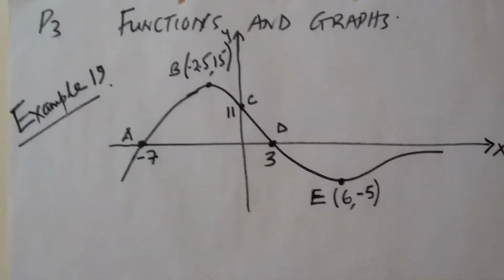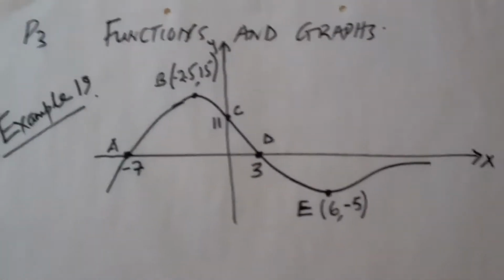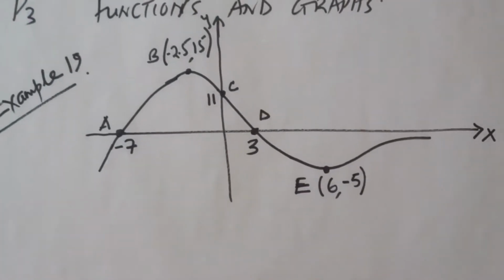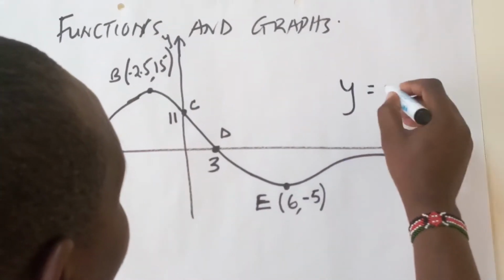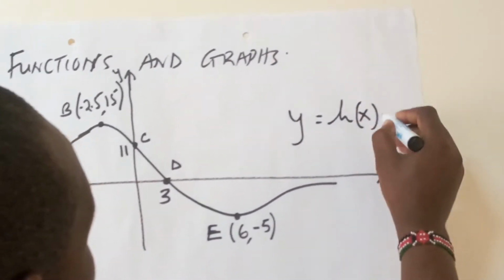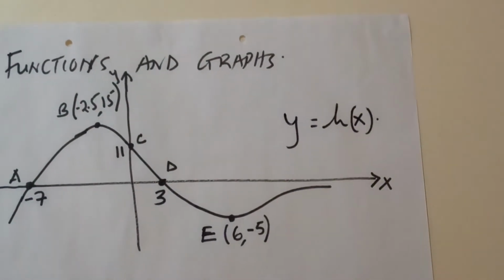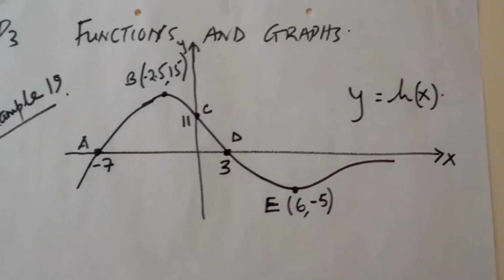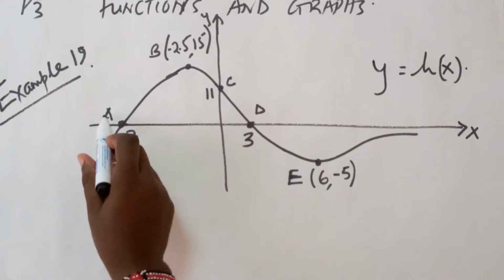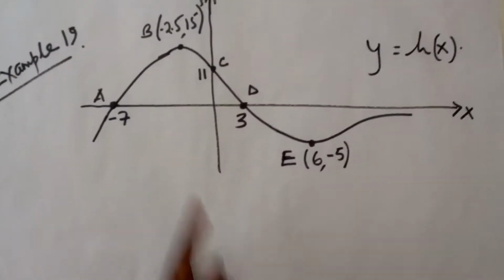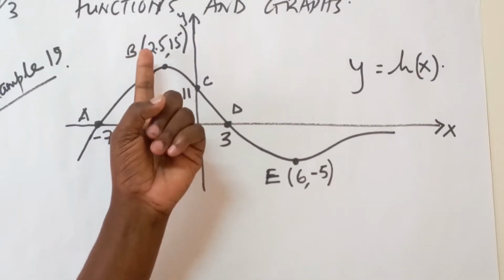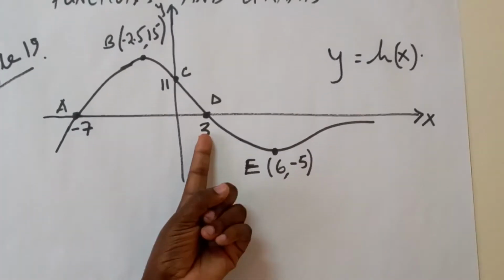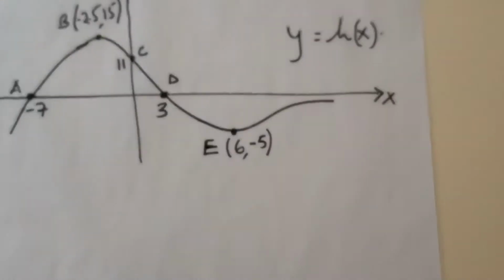In example 19, there's a diagram that is drawn, and we are told that this is the graph of y equals the function of x. It has some particular points whose coordinates are given. There is a point A whose coordinate is (-7, 0). There is point B whose coordinate is (-2.5, 15), C (0, 11), D (3, 0), and E (6, -5).